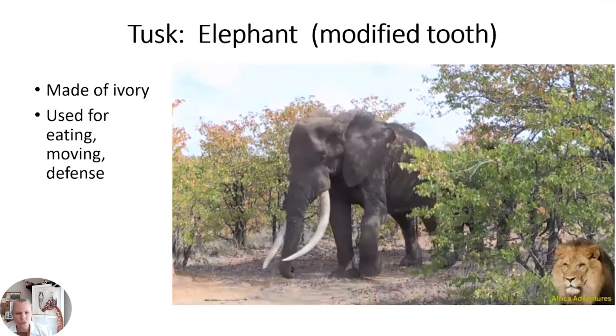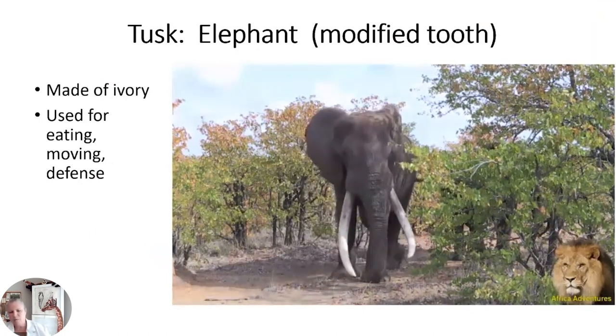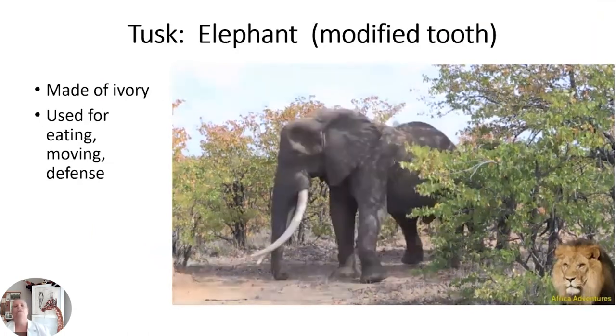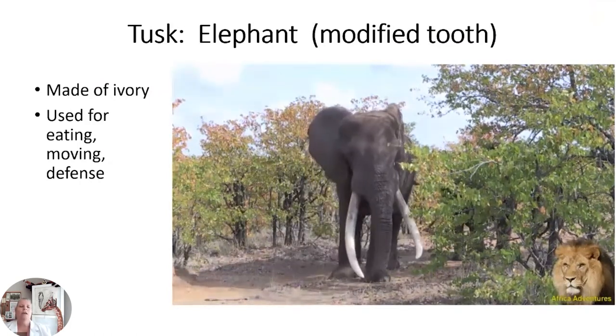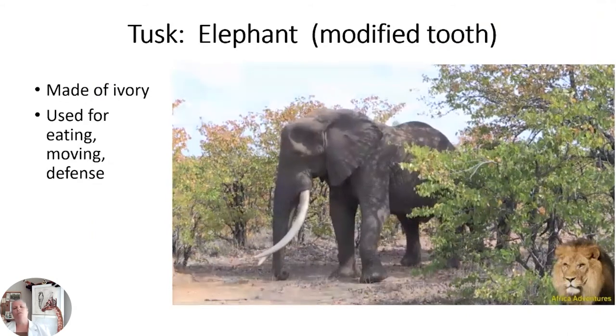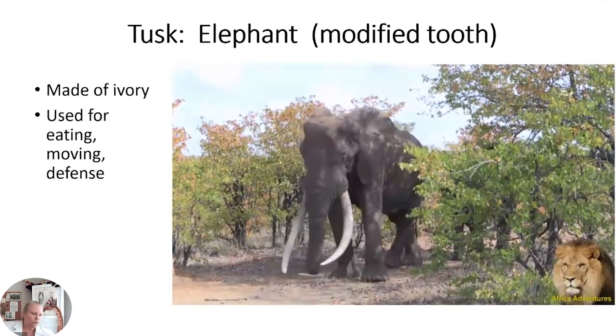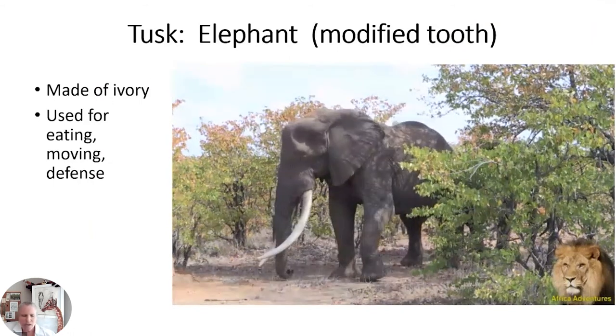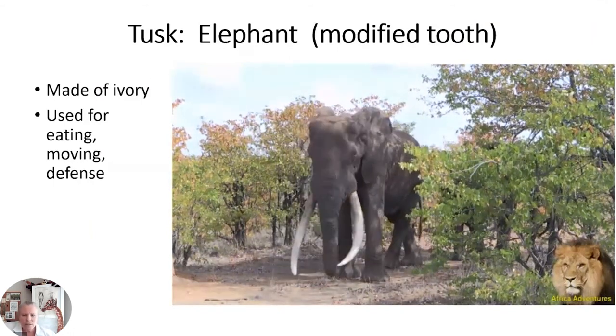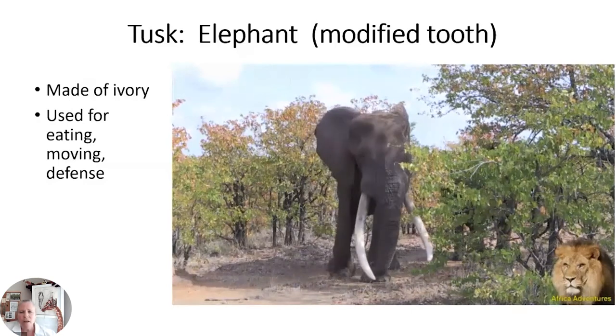They would use those long tusks to, for example, move that tree over. If they needed to get to a water source, they could use those for digging. They could use it for moving things out of the way. They could use it also for defense and for eating. So again, that is a specialized tooth that is made of ivory.